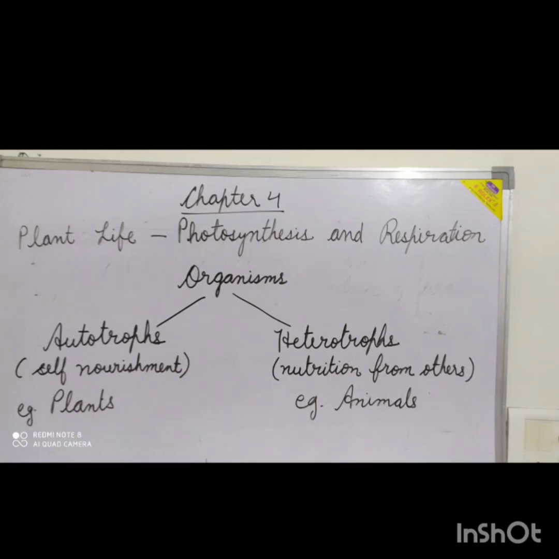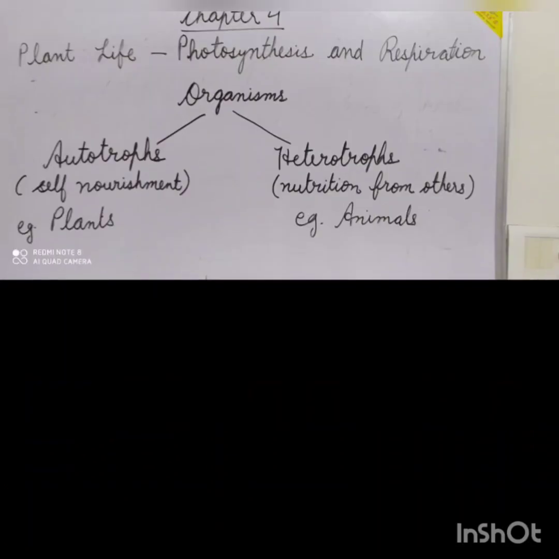Good morning, students. Today we will start chapter number 4, Plant Life, Photosynthesis and Respiration. We all know that organisms are divided into two types on the basis of their mode of nutrition. They can be either heterotrophs or autotrophs. Autotroph means the organisms which can have self-nutrition. The word auto means self and troph means nourishment.